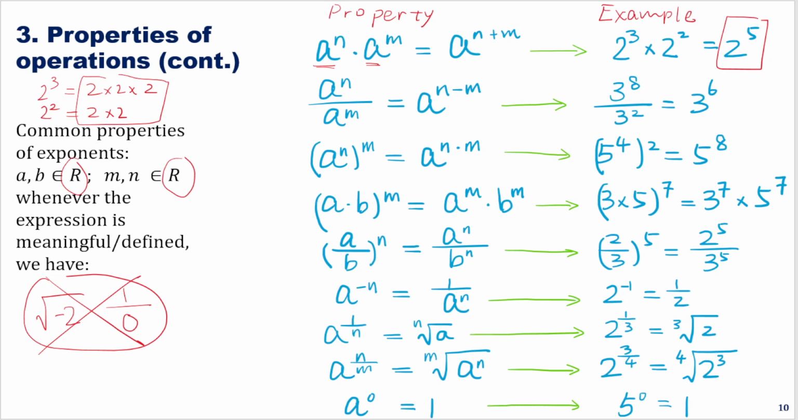You follow me? Of course, this can also be extended to the real number set. For example, if we have 2 to the power of 1 over 2 times 2 to the power of 3 over 2, this still gives us 2 to the power of 1 over 2 plus 3 over 2. This is also correct.